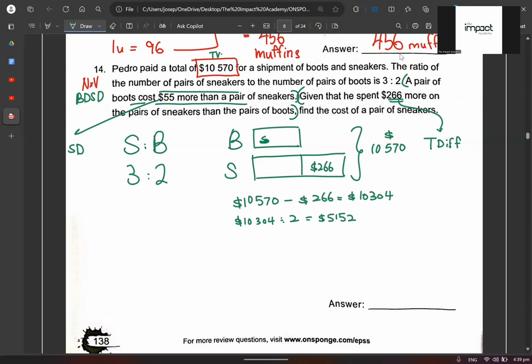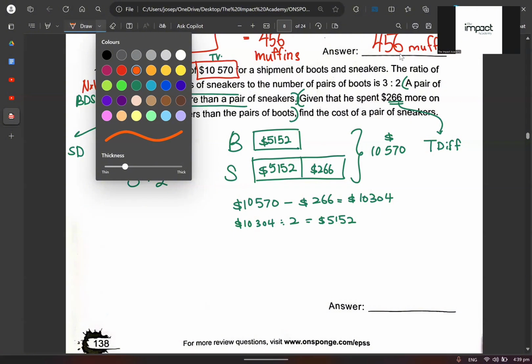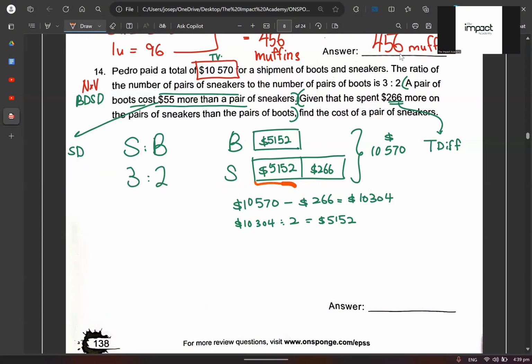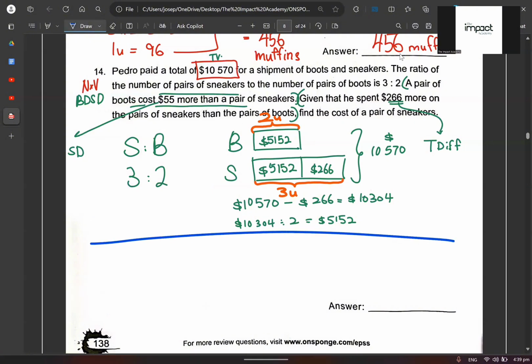Let's ask ourselves where to put the 5152. As you can see over here, the 5152 is all parked here. From here, what you can really see is that sneakers are 3 units, and boots are 2 units. So 2 units of boots, meaning 2 groups of boots, is 5152.